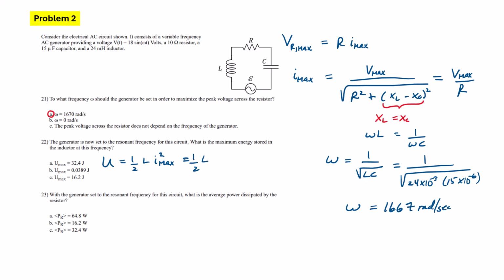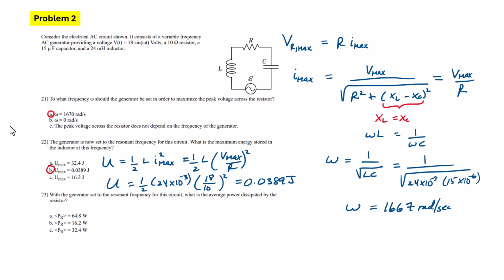So now we can substitute this in right here. We have 1/2 L, and now my I max is V max divided by R, and just square that value. So now you can substitute in all our values. We have 1/2, our inductance, which is 24 millihenry, 10 to the minus 3. And here I put in the maximum voltage generated by that generator, which is 18, and divide that by the resistance, which is 10, and don't forget to square that. You put those numbers in the calculator, you should get roughly 0.0389 joules. That corresponds to choice B.